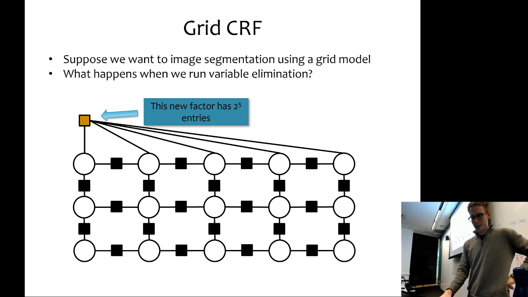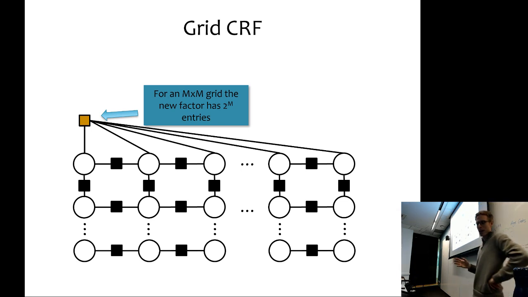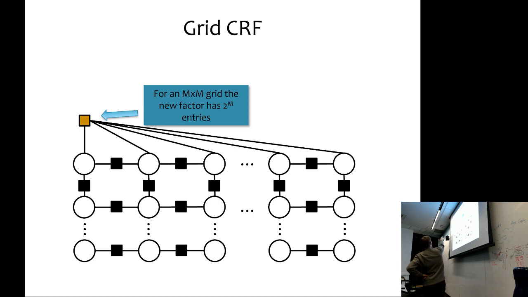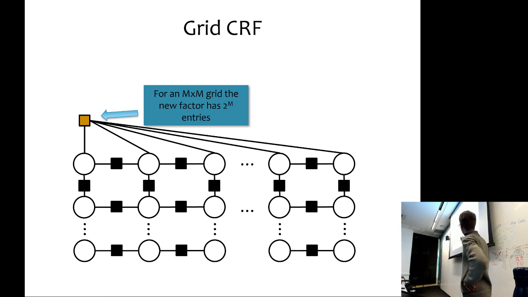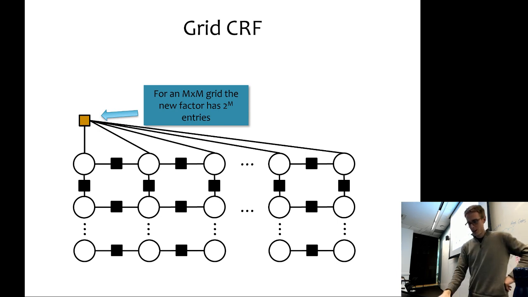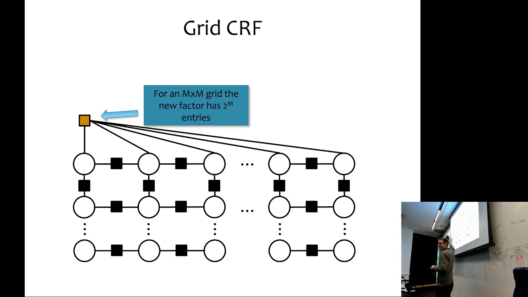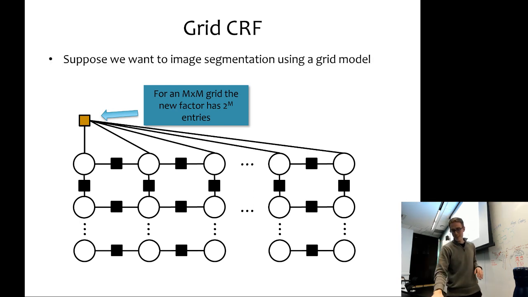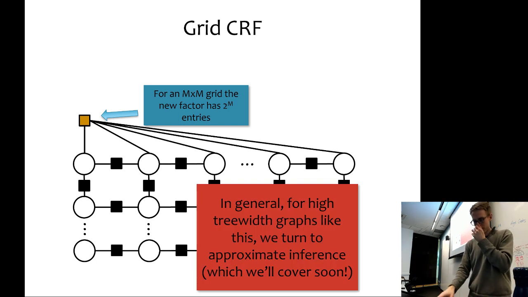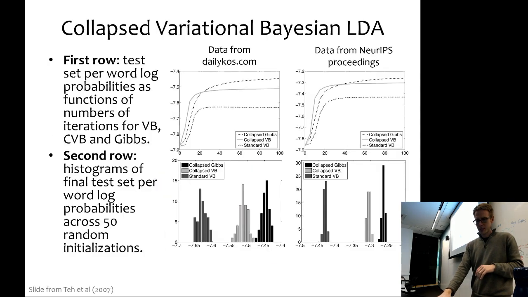Okay. And as you continue along, for an m by m grid, just after elimination of that first row, this factor has 2 to the m entries. So if your image is 100 pixels by 100 pixels, that factor has 2 to the 100 entries. Okay. So this is why we don't do variable elimination on a problem like this. Why we turn to approximate inference for methods like these.